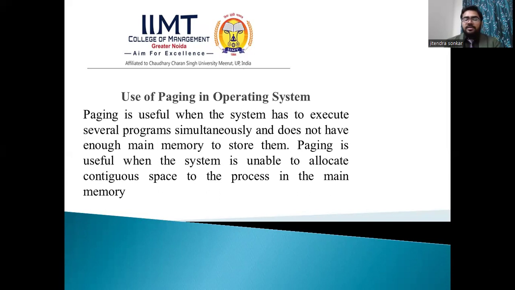Paging in operating system is useful when the system has to execute several processes consecutively and does not have sufficient memory space to store those processes. Paging is also useful when the system is unable to allocate contiguous space to the process in the main memory. At that time, this concept allocates the memory to the process in a non-contiguous way.